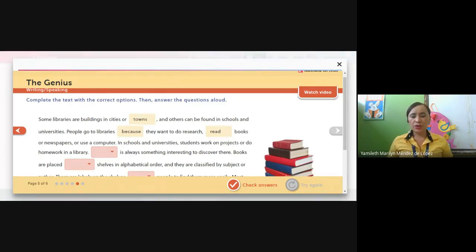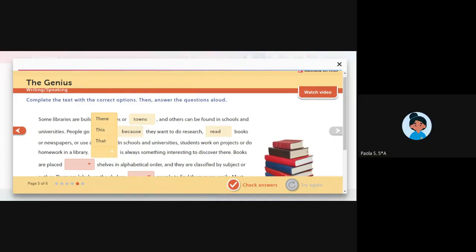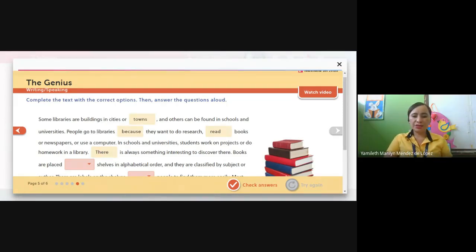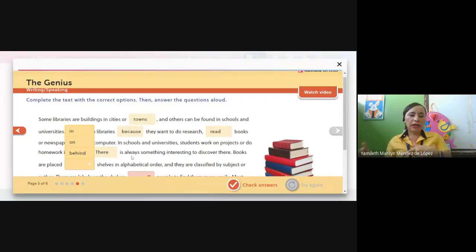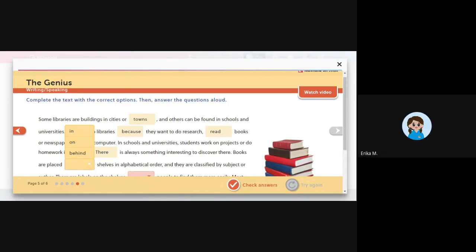In schools and universities, students work on projects or do homework in a library. There is always, this is always, or that is always. What do you think is the correct word? There is always something interesting to discover there. Books are placed, let me see, I'm going to show you, in, on, or behind. Books are placed in.